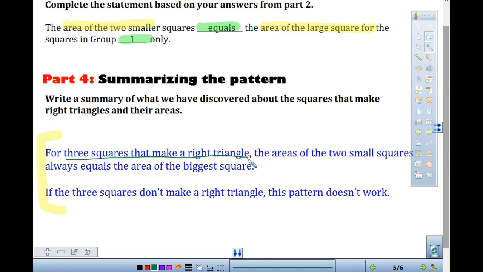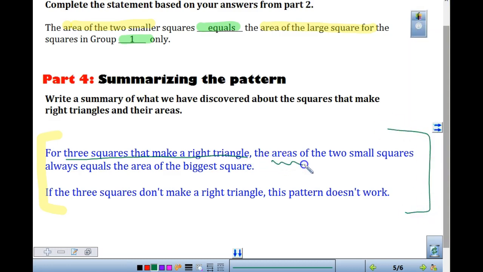Okay. What we are going to write down is that the area of the two small squares is going to be equal to the area of the biggest square. If the three squares don't make a right triangle, the pattern doesn't work. We saw that when we tried to go 9 plus 36. 9 plus 36 is never going to equal square 2's 64.